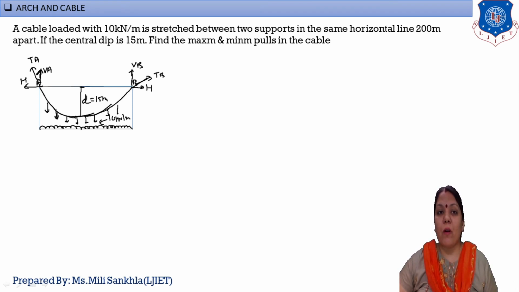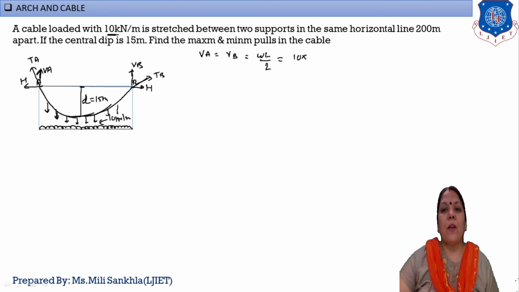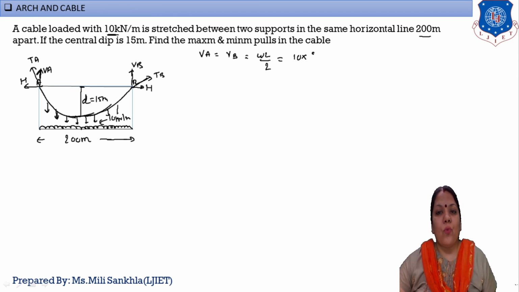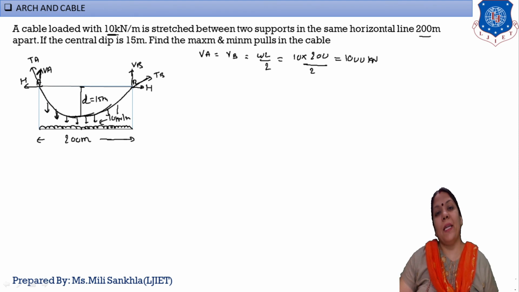First of all, we find the support reactions, and in the derivation we directly proved the equation of VA and VB. So here VA equals VB equals WL by 2. Now what is the value of W? That is 10 kilonewton per meter. And the horizontal span is given as 200 meters. So 10 into 200 meter by 2, and VA equals VB equals 1000 kilonewton. Clear?